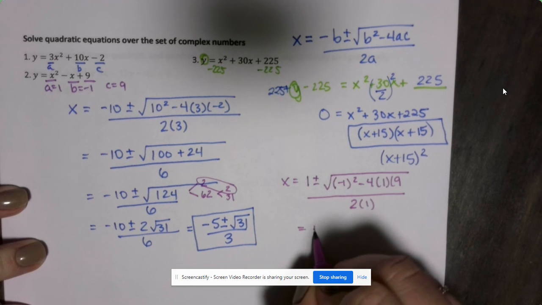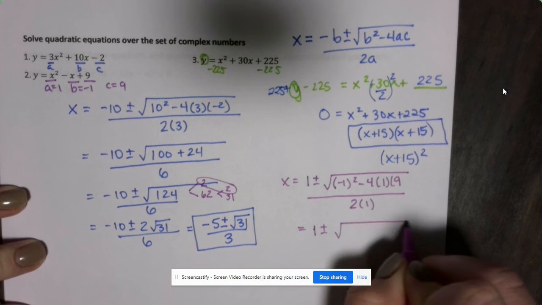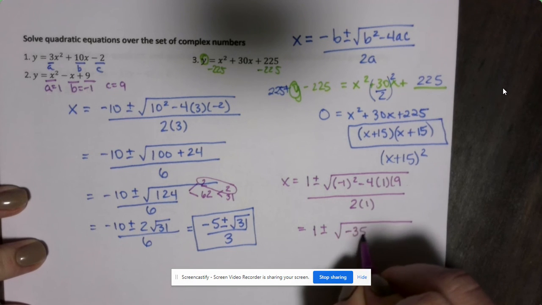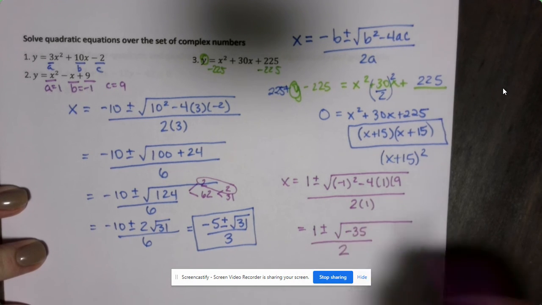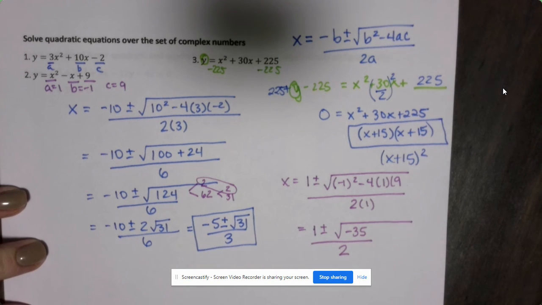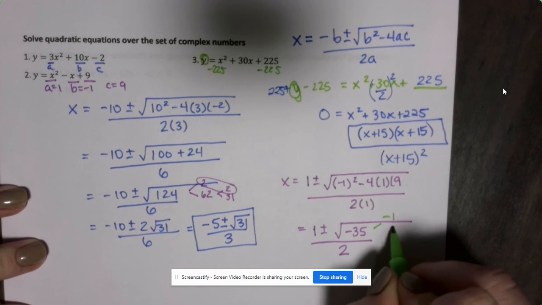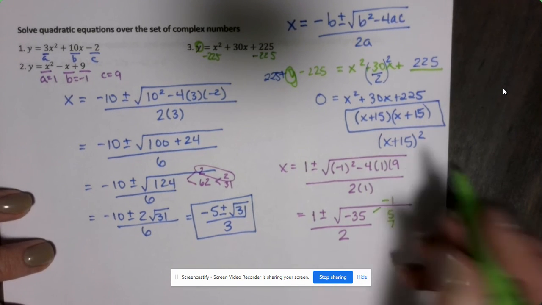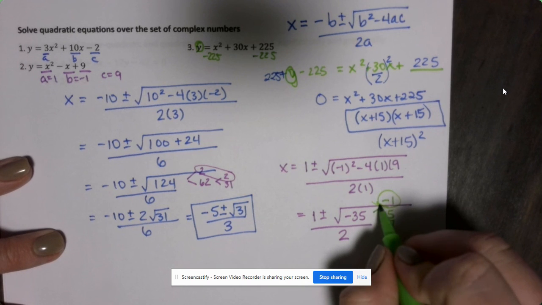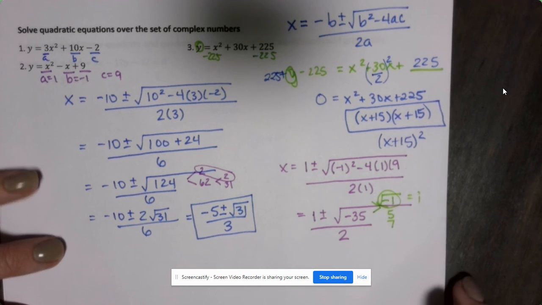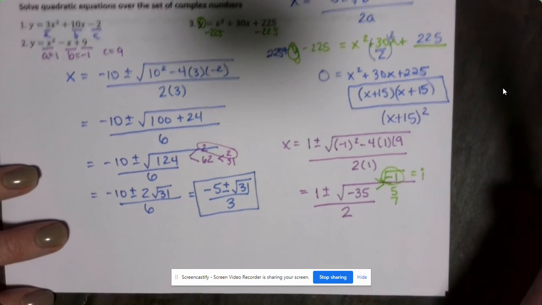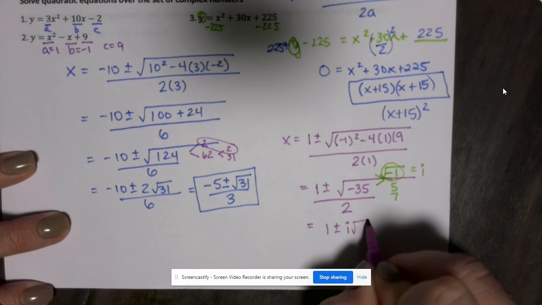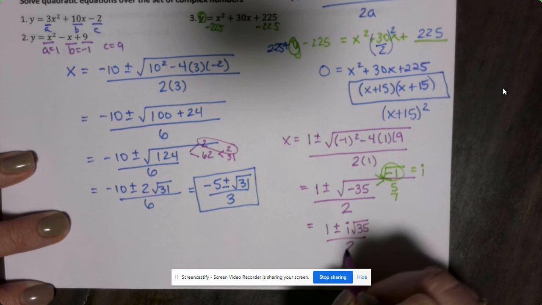And so when this reduces, we're going to have 1 minus 36, which is negative 35. Now, negative 35, if we break it down, we're going to have a negative 1, a 5, and a 7. None of that's going to come out of our radical except the negative 1 because this is our imaginary number. The square root of negative 1 is i. So your final answer here, as simple as we can get, is 1 plus or minus i times the square root of 35 all over 2.